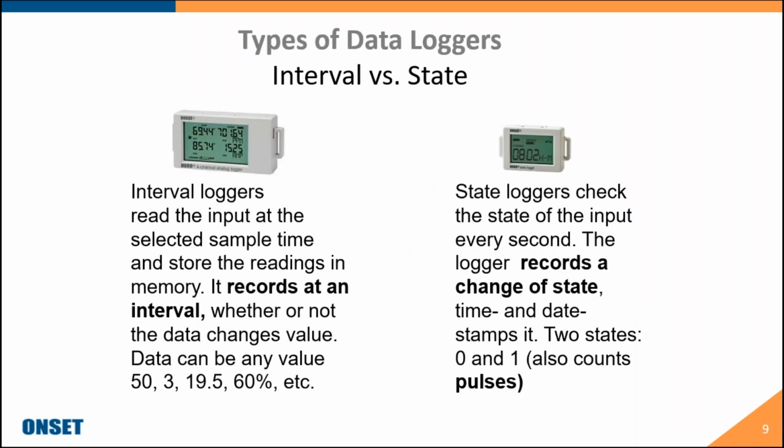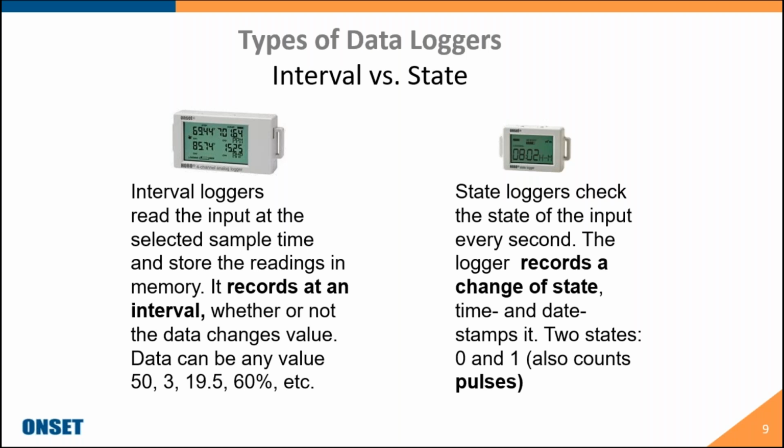Onset offers two different types of data loggers, and those are interval and state data loggers. Interval data loggers read the input at a selected sample time and store these readings in their internal memory. They record at an interval whether or not that data value has changed. The data can be recorded in any value, 53, 19.5, 60%, that can be representative of 50 amps, 50 PSI, et cetera.